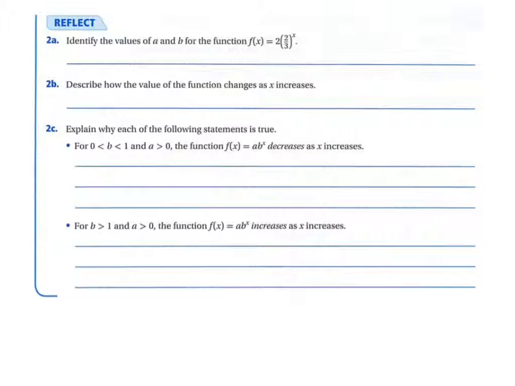Okay, to identify the values of a and b, remember, the function is f of x equals a b to the power of x. So we have a equals 2, there's a is 2, and b equals 2/3.